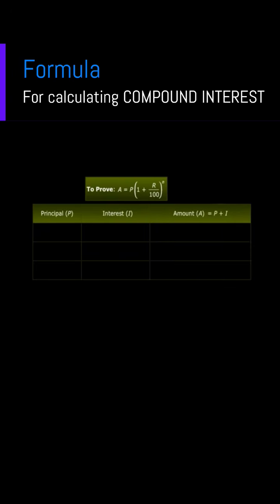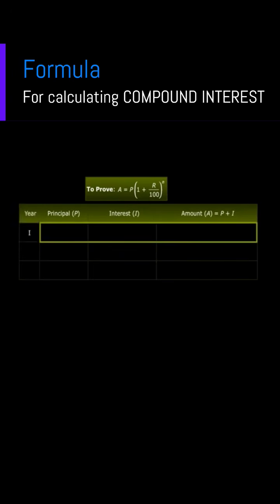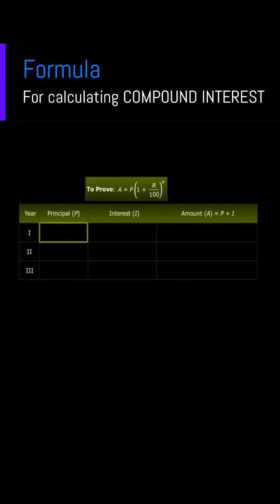Okay? Now look at the three rows. This row is for the first year, this row is for the second year, and this row is for the third year. Let me also assume the principal for the first year to be P. So I write P here. Now what would be the interest for the first year? What is the formula? I equals P into R by 100. So I write P into R by 100 here.